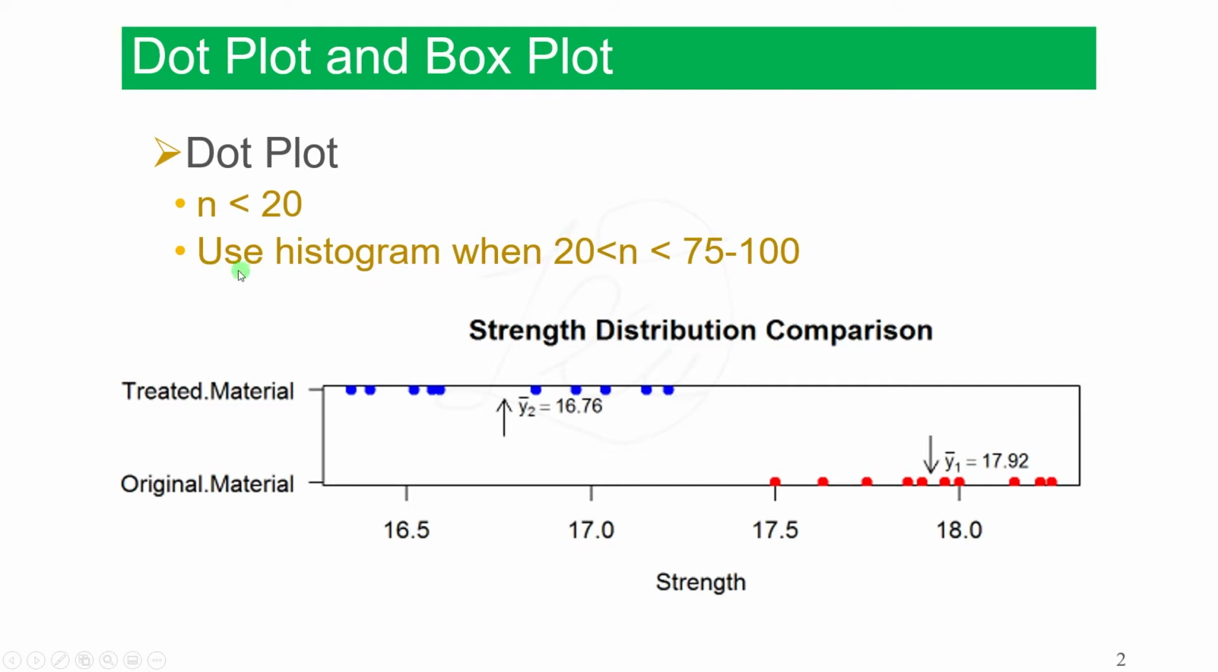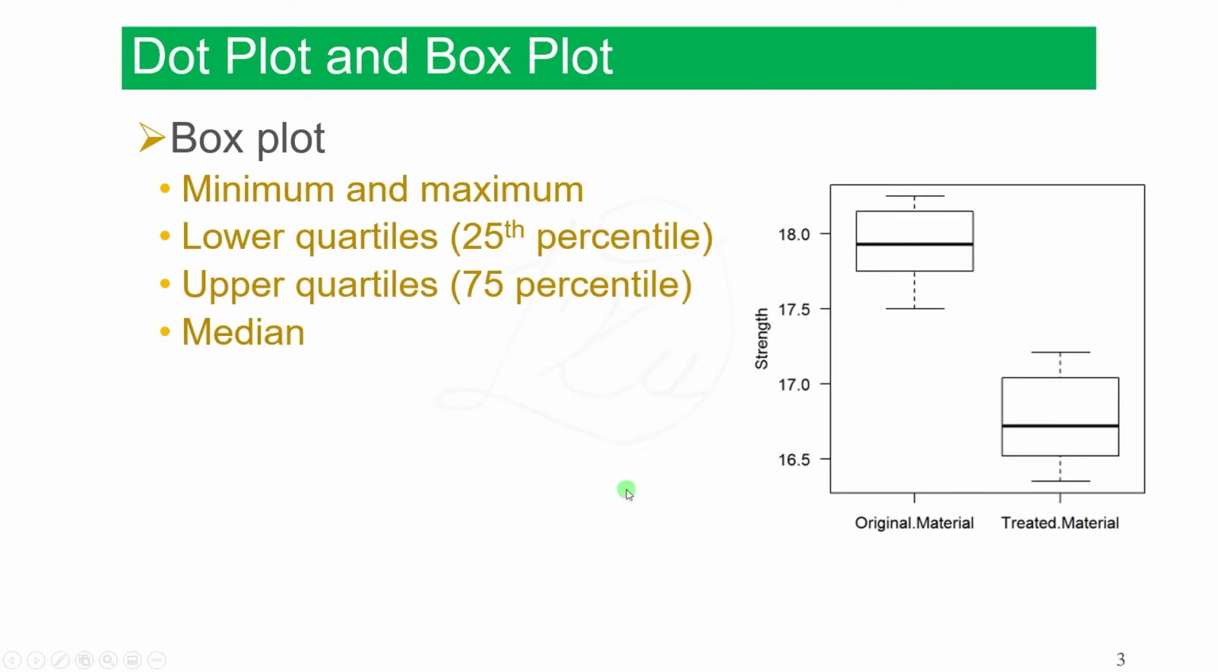In the case when you have a large sample size, a better option is to use a histogram, which is not covered in this video. On the other hand, the box plot shows the minimum value, the maximum value, the lower quantile, and the upper quantile. So the 25 percentile here and the 75 percentile here. And in the middle, the thick bar is the median value.